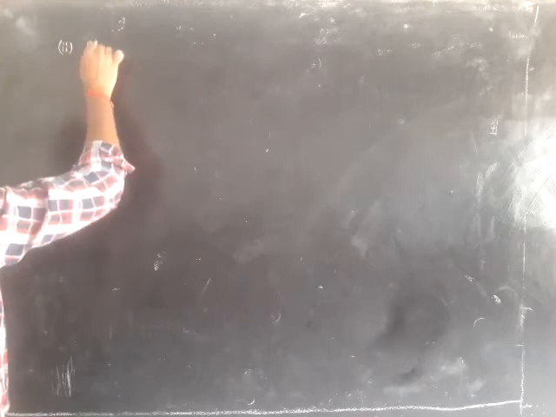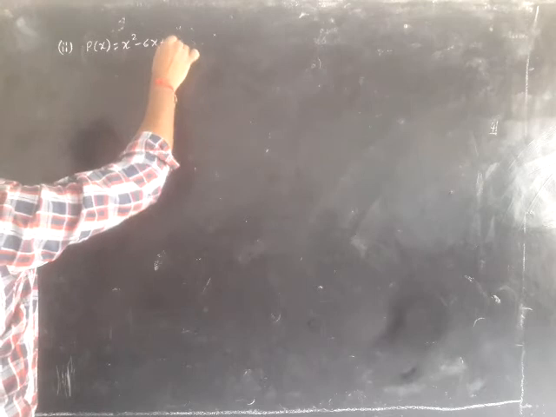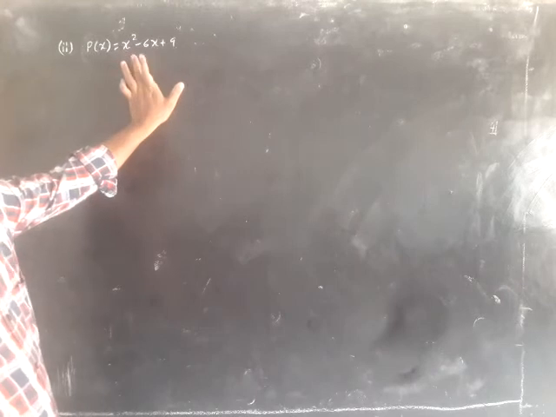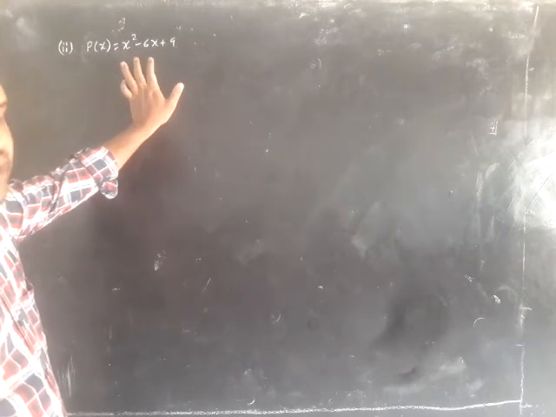Second one, x square p of x is equal to x square minus 6x plus 9. So we have to find the zeros of this one. Now clearly we can say that it is a square of one algebraic expression, that is x minus 3 whole square.